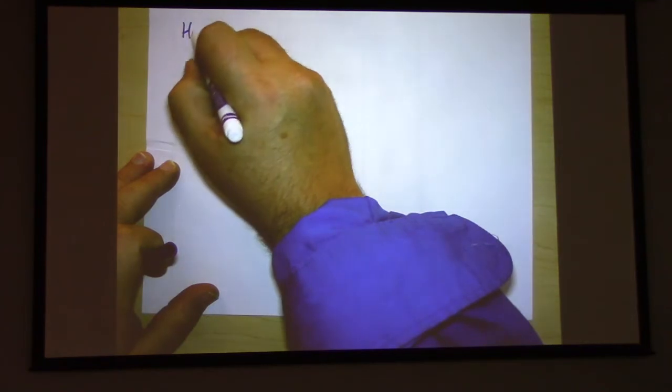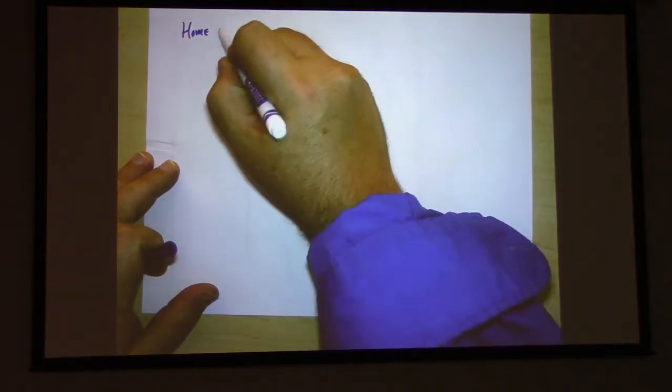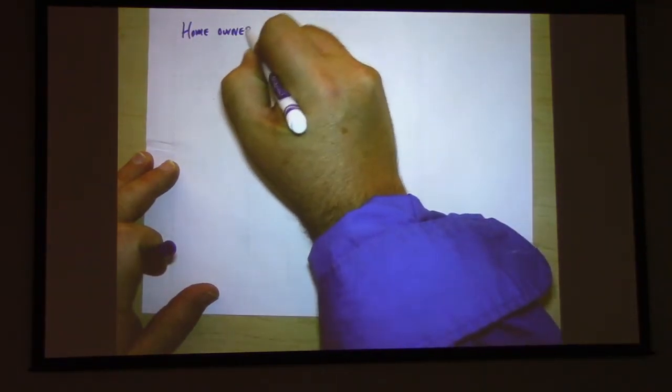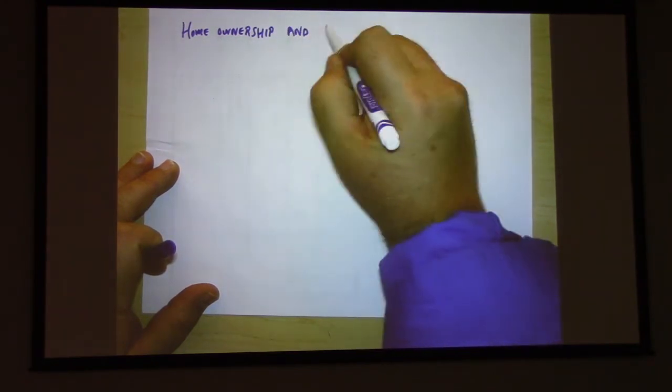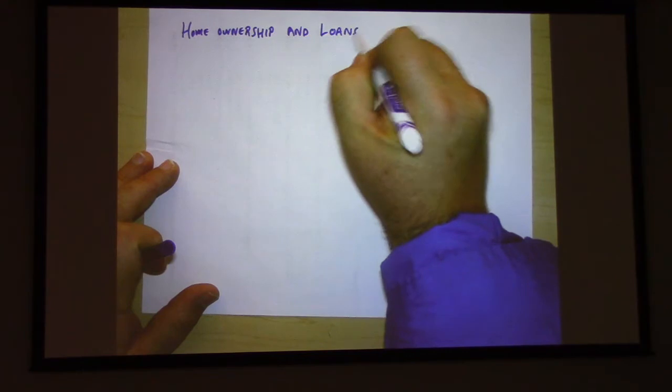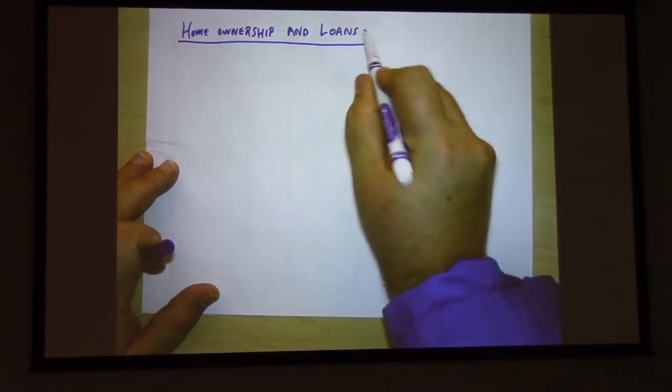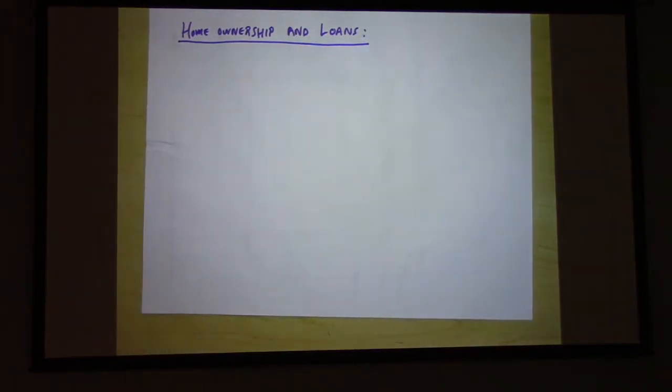So next we need to talk about home ownership and loans. So many of you at some point will want to buy a house. Yes? Okay.